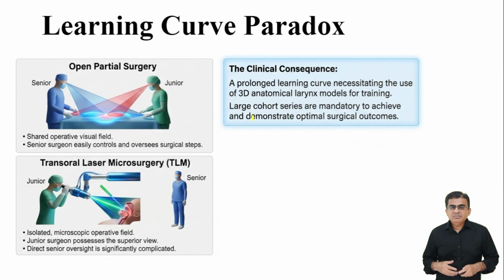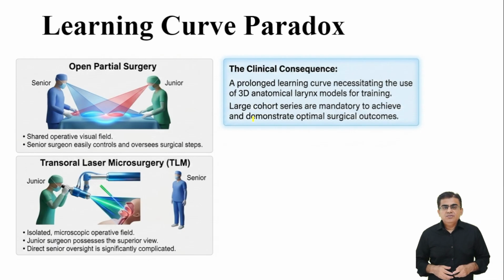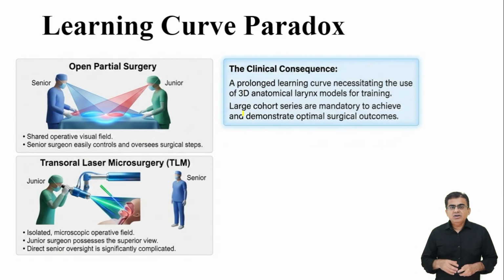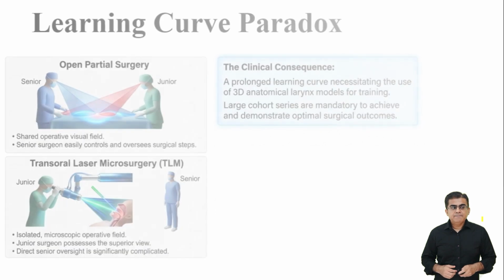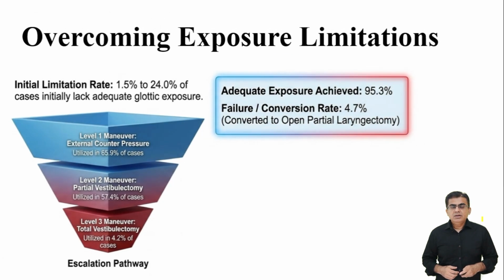To safely overcome these training barriers, we are increasingly relying on specialized anatomical larynx models. We must use these models to train our oncology residents thoroughly before they ever operate on a real patient. Let us now look at how we safely overcome difficult laryngeal exposure in the operating room.